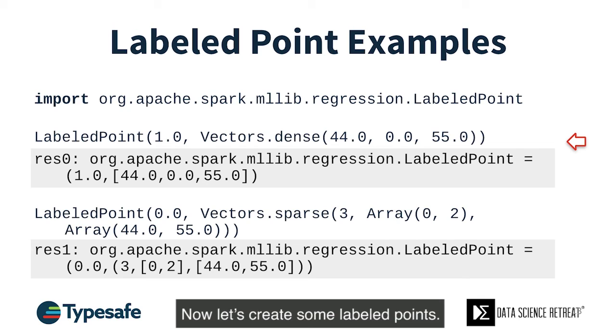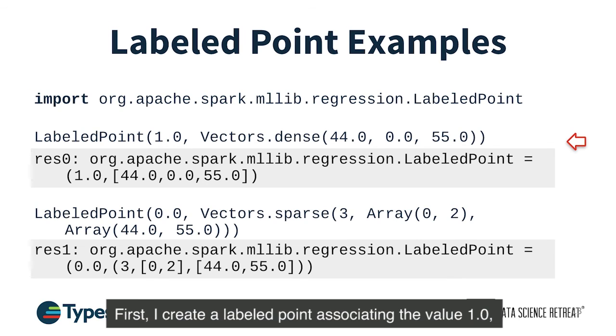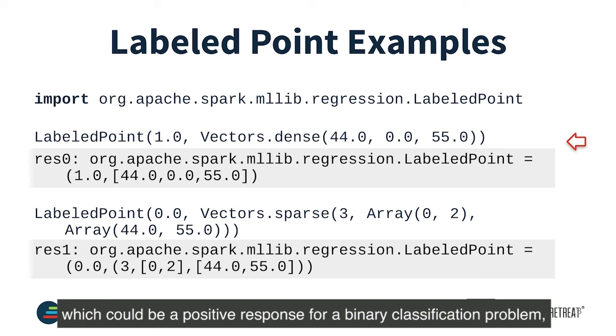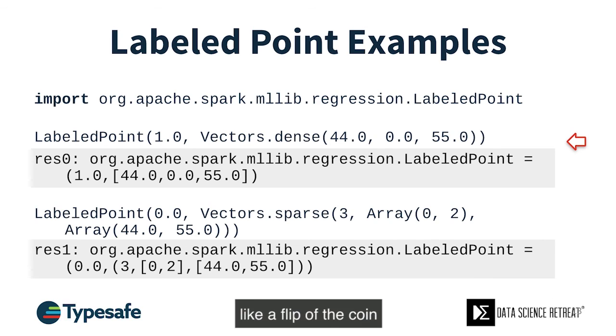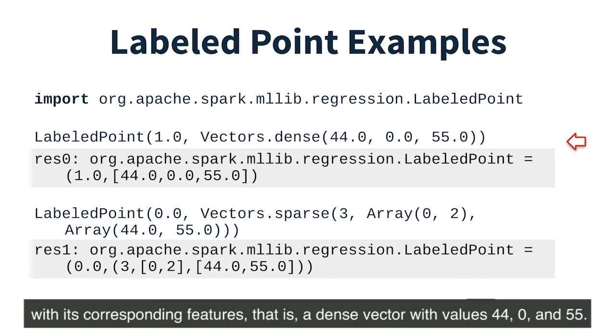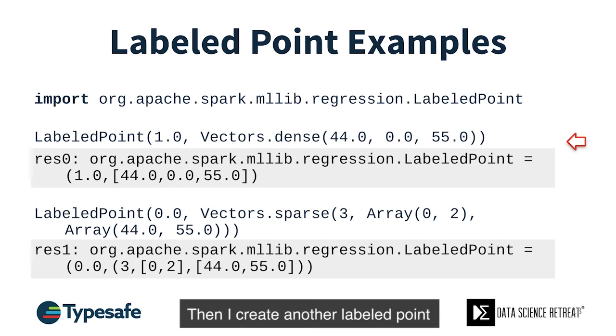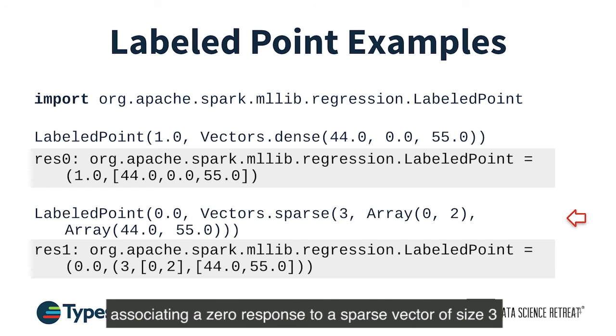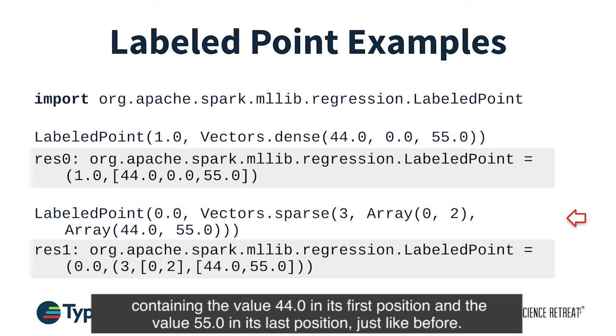Now let's create some labelled points. First, I create a labelled point associating the value 1, which could be a positive response for a binary classification problem, like a flip of the coin, with its corresponding features, that is, a dense vector with values 44, 0, and 55. Then I create another labelled point, associating a 0 response to a sparse vector of size 3, containing the value 44 in its first position and the value 55 in its last position, just like before.